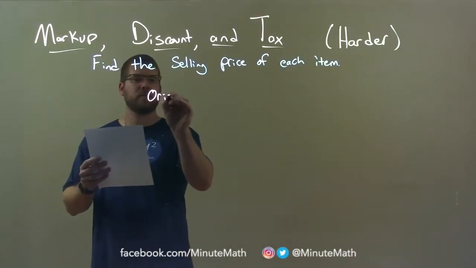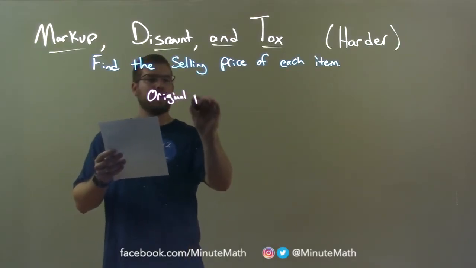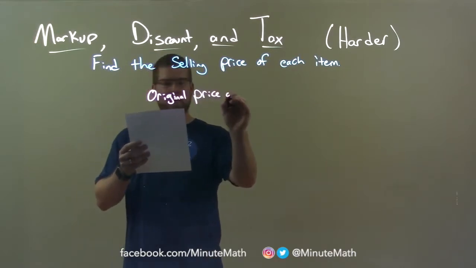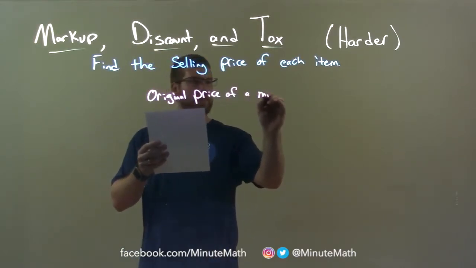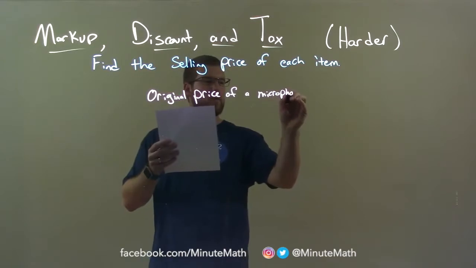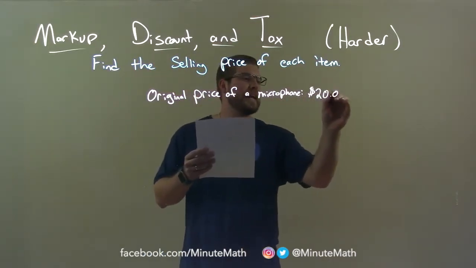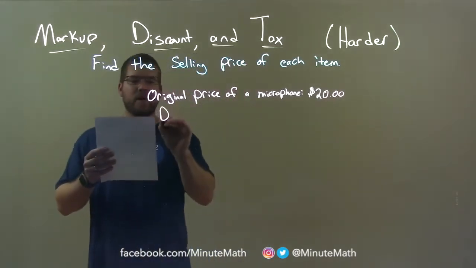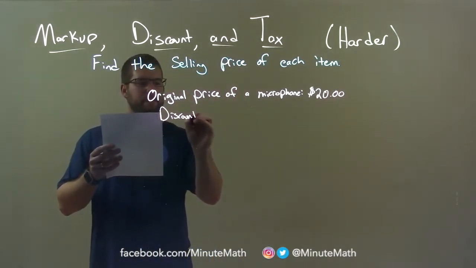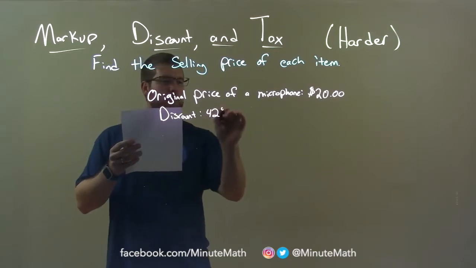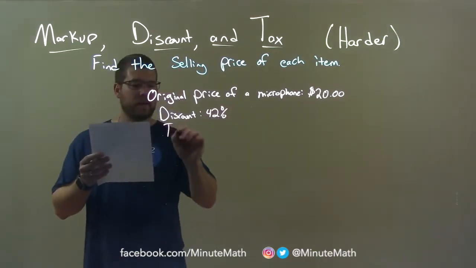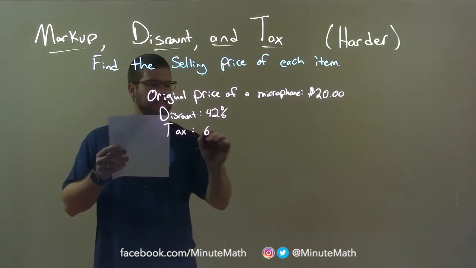The original price of a microphone is $20. We have a discount of 42%, and we have a tax on top of that, which is 6%.